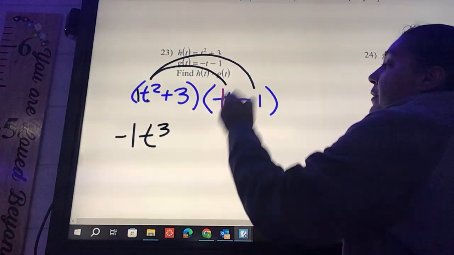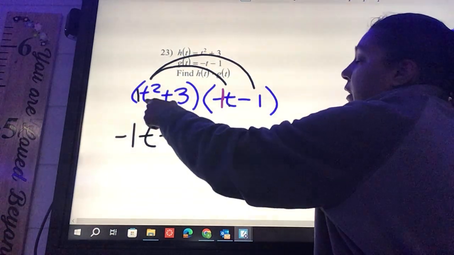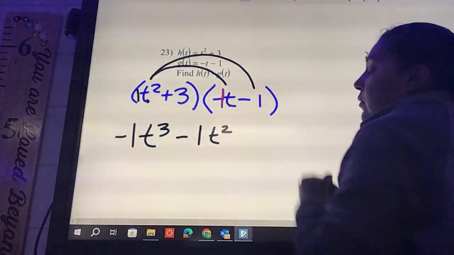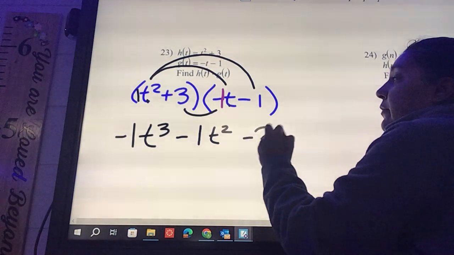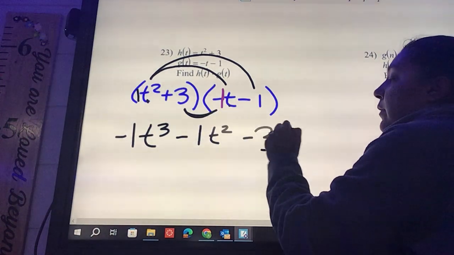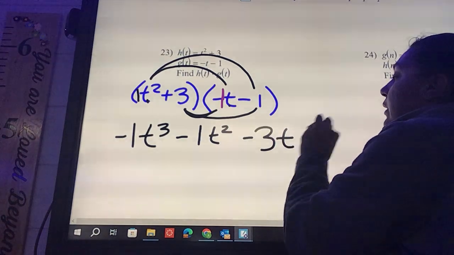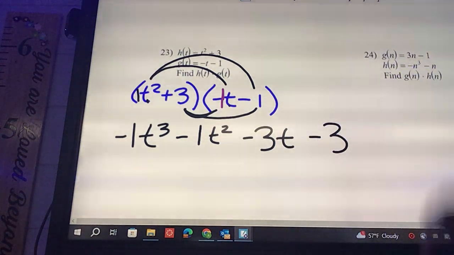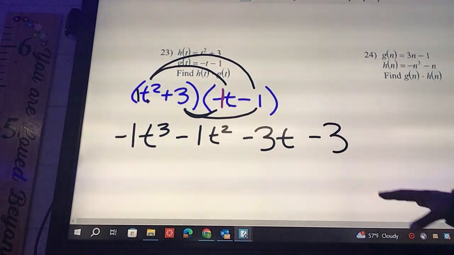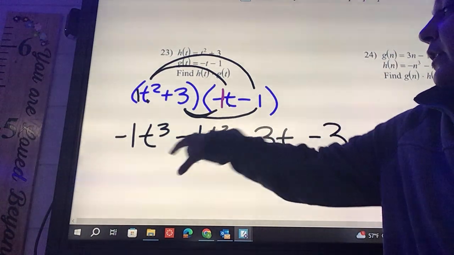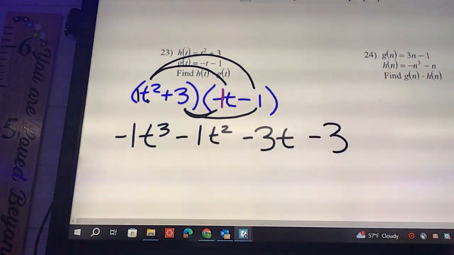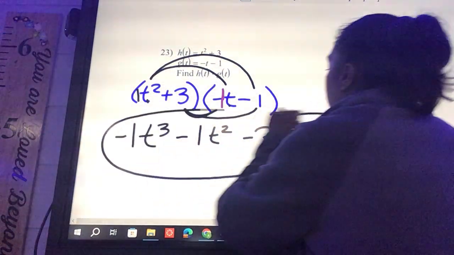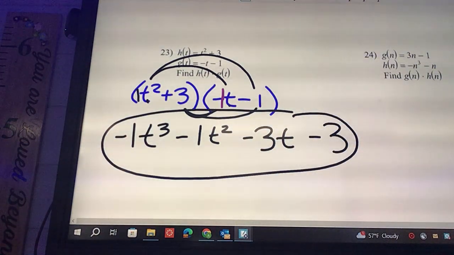Okay, I got 1 times -1 is -1. T2 and T none is gonna be T2. 3 times -1 is -3, and from here to here there is 1t. And then 3 times -1 is -3. Okay, at this step you're gonna combine like terms. However, none of these can get put together. You can't put a T3 with a T2. I can't put a T2 with a T. I can't put a T with a T3. Okay, so this is gonna be your answer. However, on your side, you may have to combine like terms. They may not all work out.